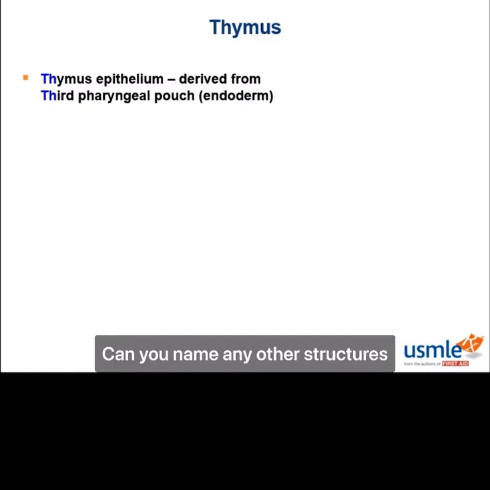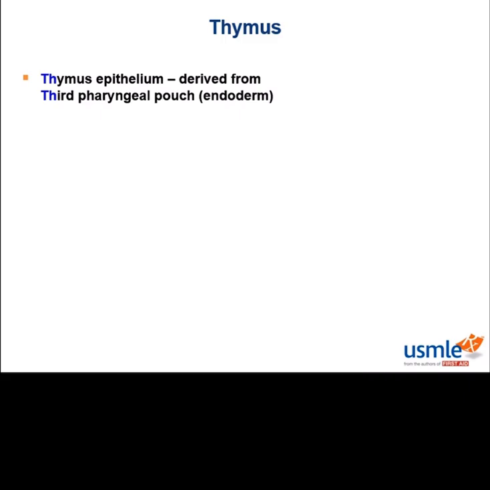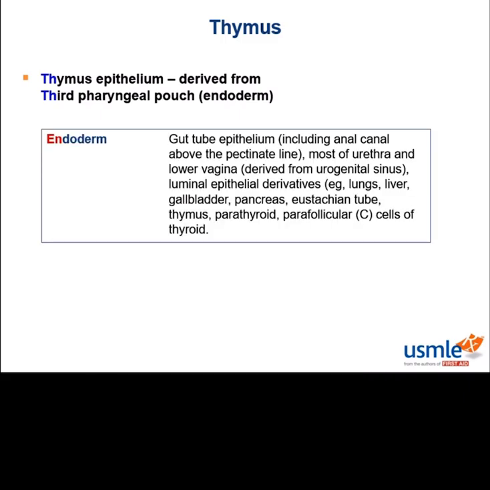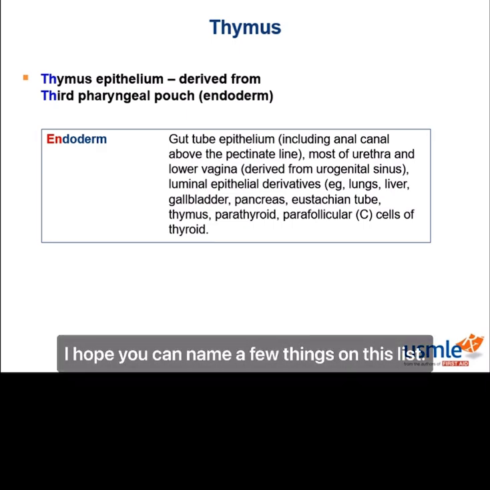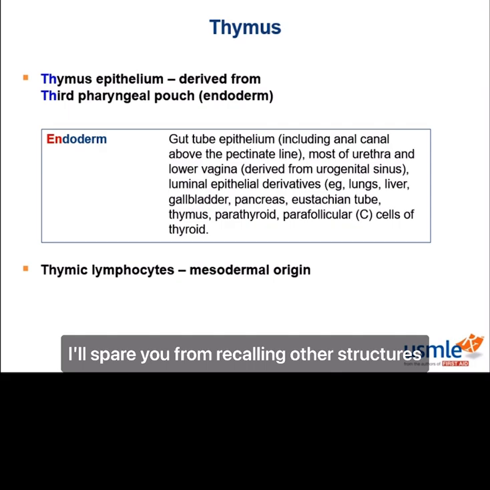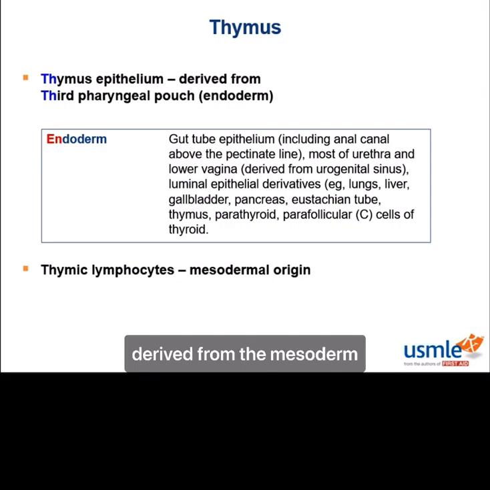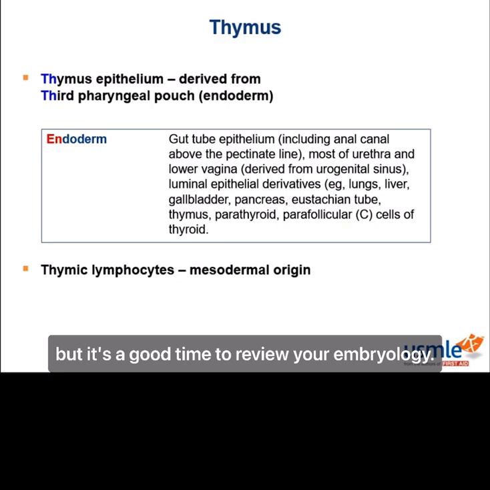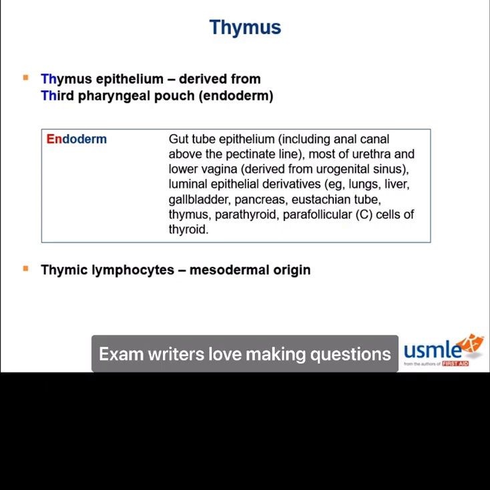Can you name any other structures derived from the endoderm? I hope you can name a few things on this list. The thymic lymphocytes, on the other hand, are mesodermal in origin. I'll spare you from recalling other structures derived from the mesoderm and from the pharyngeal pouches, but it's a good time to review your embryology. Exam writers love making questions that are multidisciplinary.